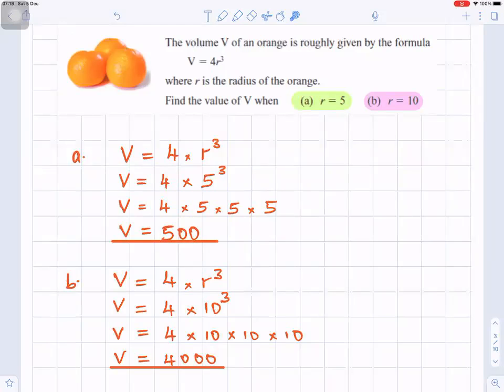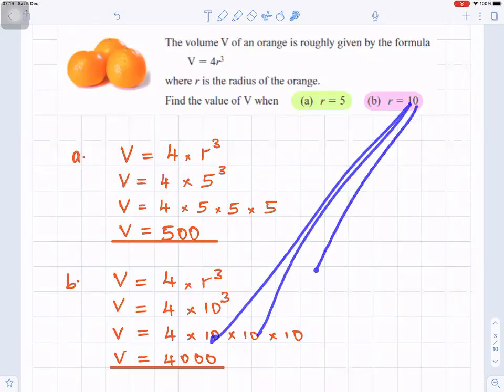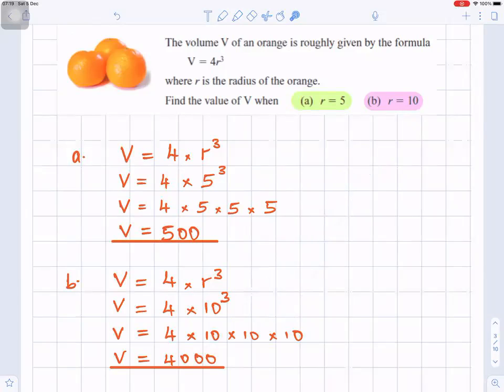And for part B, when the radius is 10, that means we sub in the value of 10. So it's 10 cubed. 10 cubed means 10 times 10 times 10. And that will give us 4 times 10 times 10 times 10. It gives us 4,000.